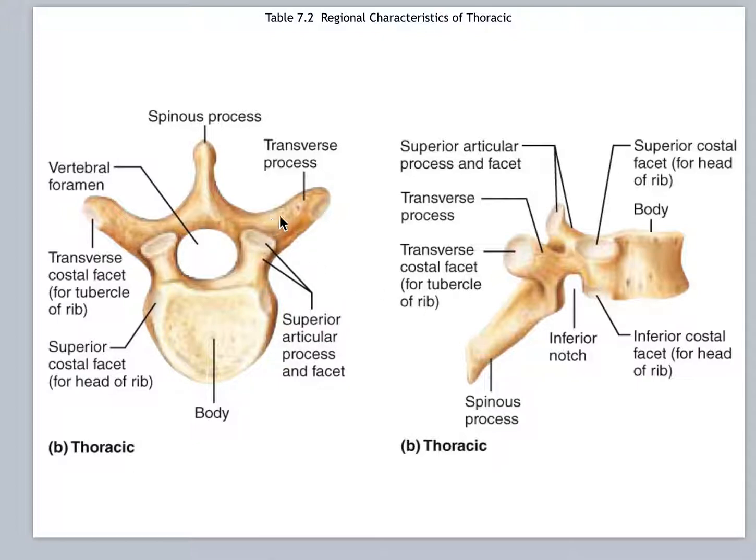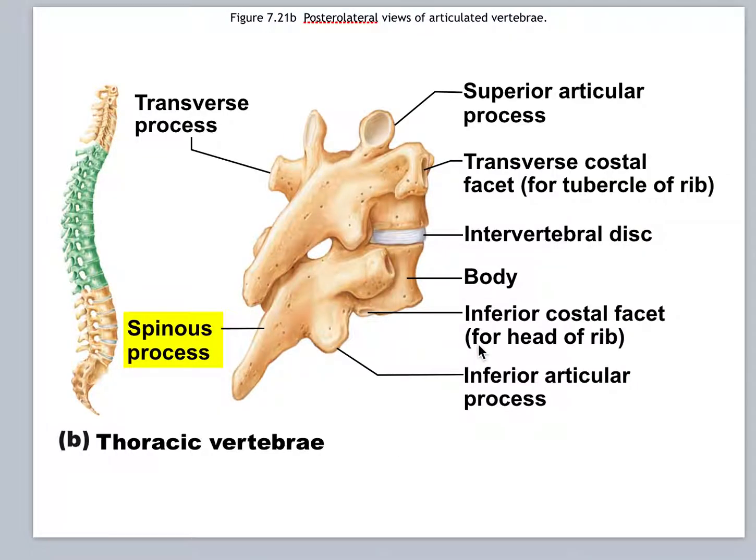Notice there's no transverse foramen here, and there's no bifid spinous process. So this is not cervical, because there's no bifid spinous process and no transverse foramen. But it does have this inferiorly directed spinous process. And looking at an angle, this looks like a giraffe's head. I guess giraffes are common with the spine, but this looks like a giraffe's head.